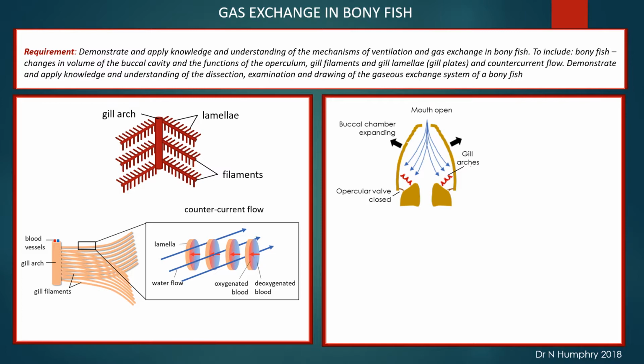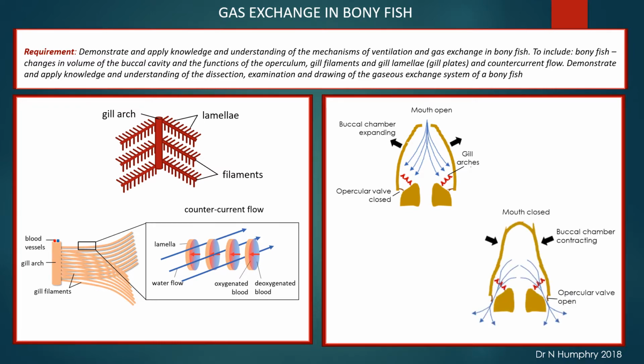To ventilate the gills, bony fish coordinate the mouth, buccal chamber, and opercular valves. First, the opercular valve is closed and the mouth is open. The buccal cavity expands to draw in water. The mouth then closes, the buccal cavity contracts, and the opercular valve opens, forcing water out and across the gills.